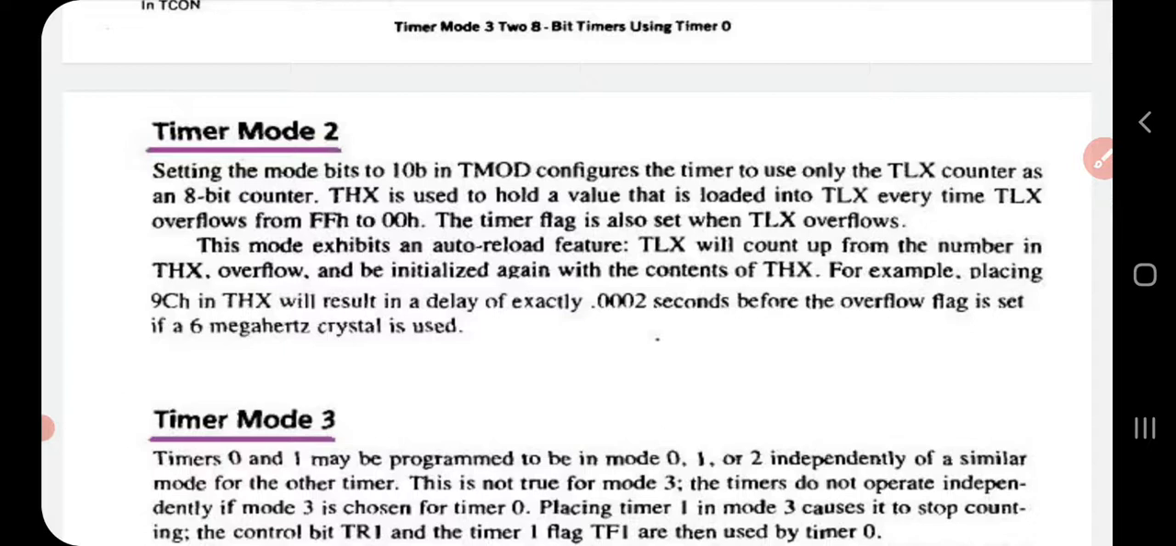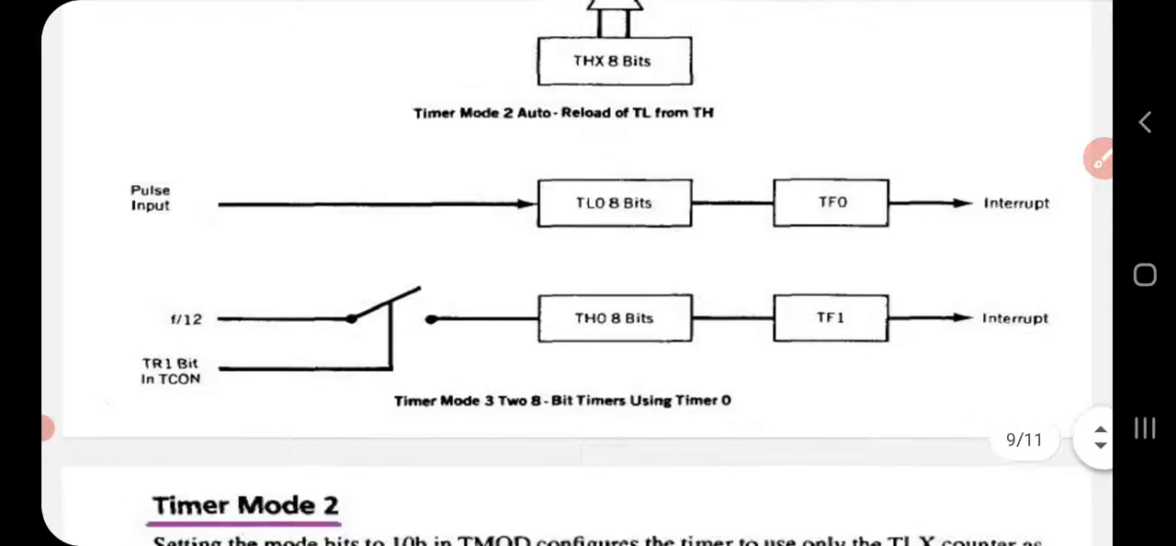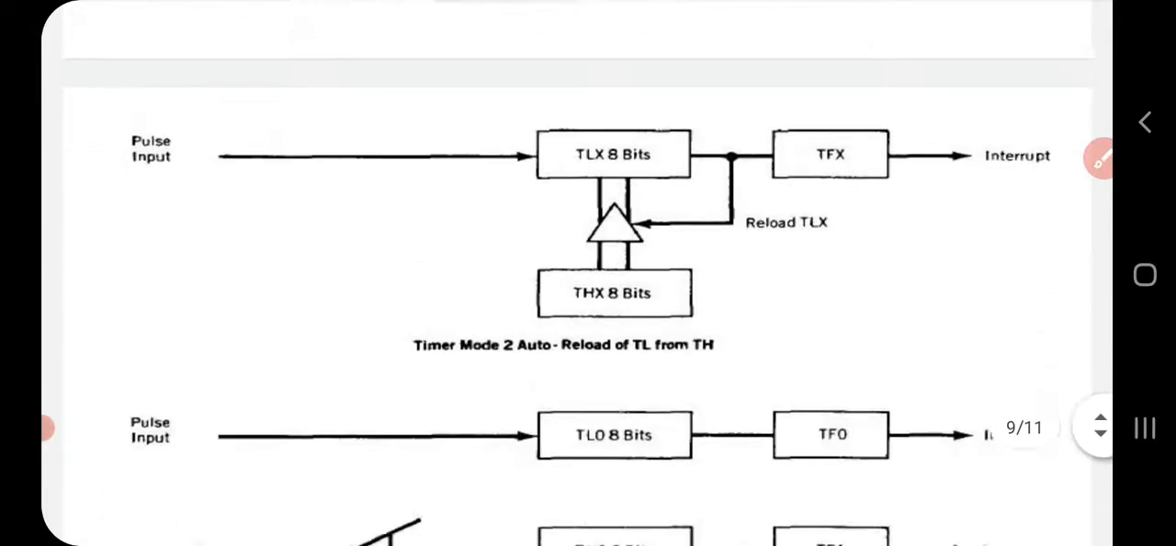Now this mode exhibits an auto reload feature, and that is TLX will count up from the number in THX until overflow, and then it is initialized again with the contents of THX. That is enough, no need of writing the example. Then after that you have to draw the corresponding diagram for timer mode 2, this one.